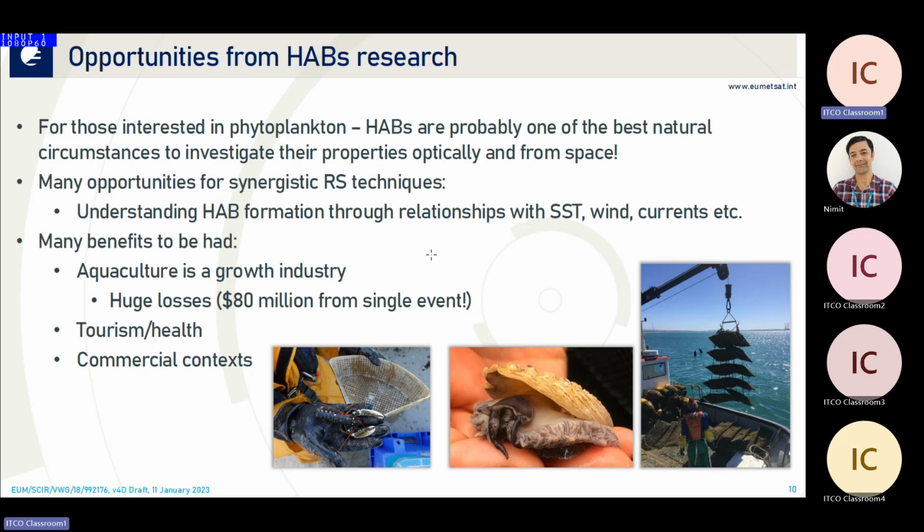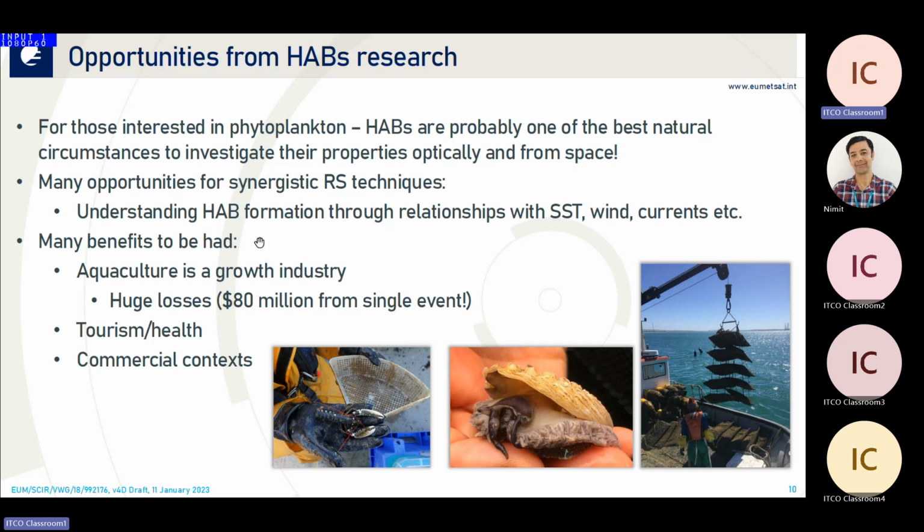And it's also a good opportunity to use synergistic techniques of remote sensing. Because we know we are going to need more than the ocean color, or more than the chlorophyll, or more than the absorption of my species. I'm going to need winds, I'm going to need temperatures of my water, I'm going to need currents. So it's a nice way of doing a holistic, or close to holistic, approach of research in environmental marine sciences.